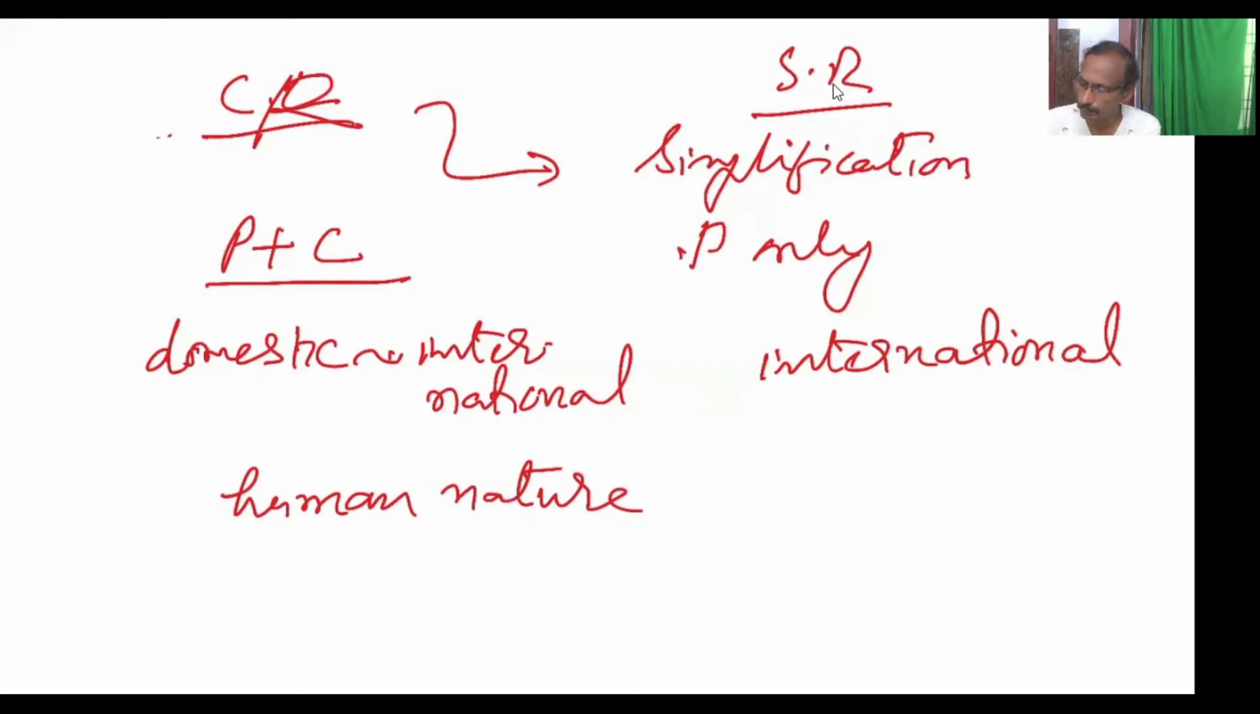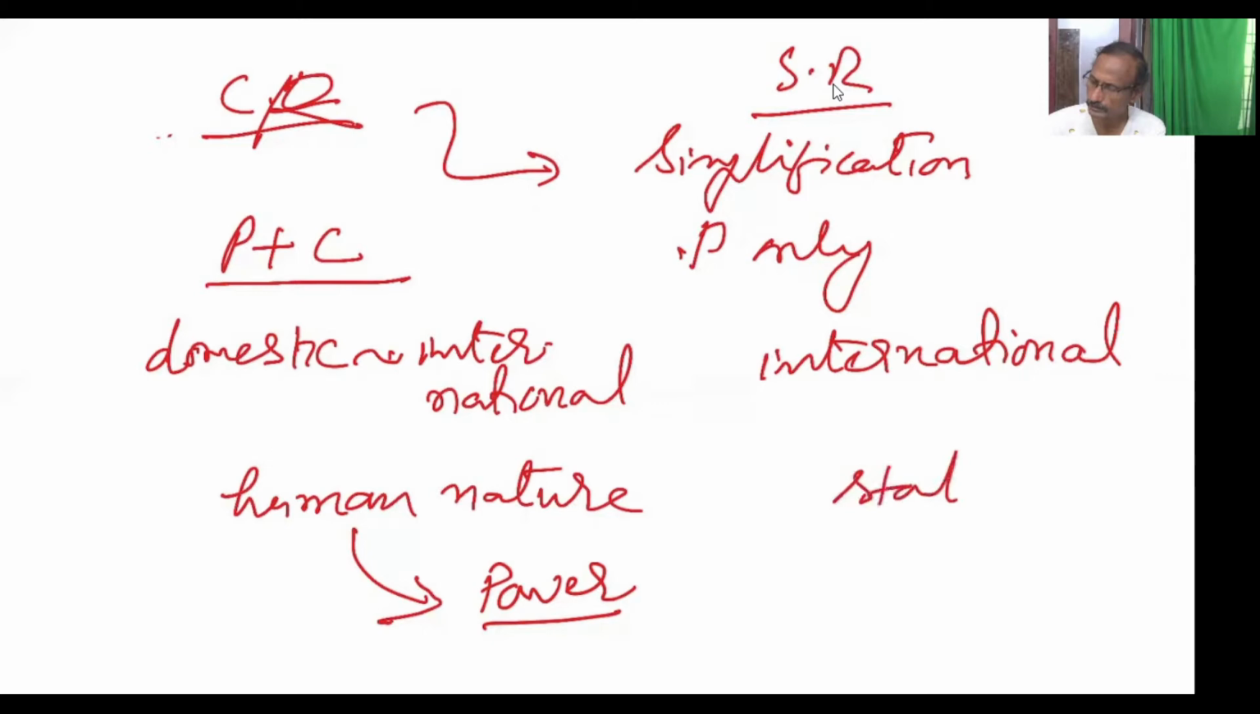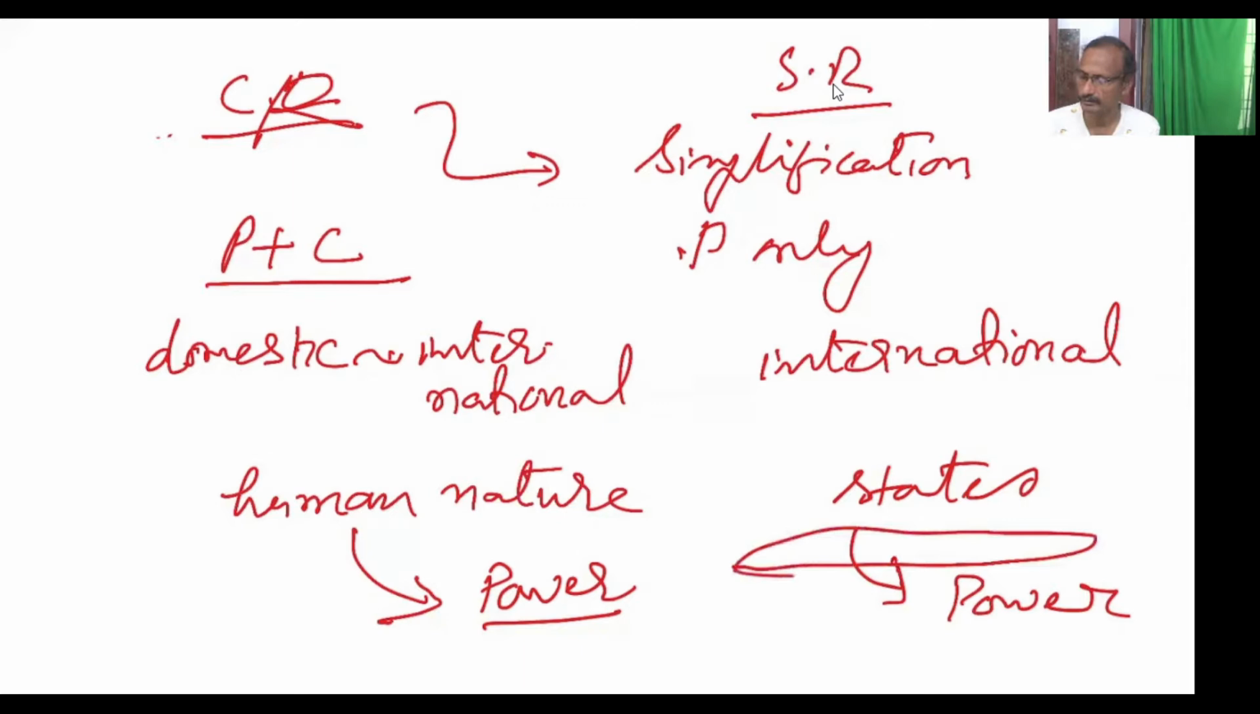His power orientation, human nature, seeks power. But structural realists, they are talking about states. States seek power. And here for a different reason compared to this. Here state is made up of humans and so it is natural to seek power. But under structural realism, states seek power, it is not because they are naturally inclined to power.